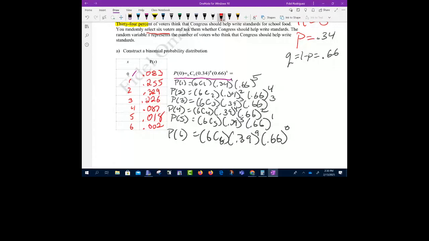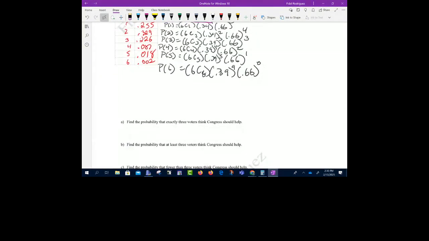Y'all, just a heads up, if we were to take 0.083, 0.255, 0.329, 0.226, 0.087, 0.018, 0.002 and add them all up, the probability is going to add up to 1, right? Because these are all the possibilities. So if we add all those numbers in the red on my probability column, that should add up to 1. Now, the reason why we did this, y'all, is we can come back over here and start to answer some questions.